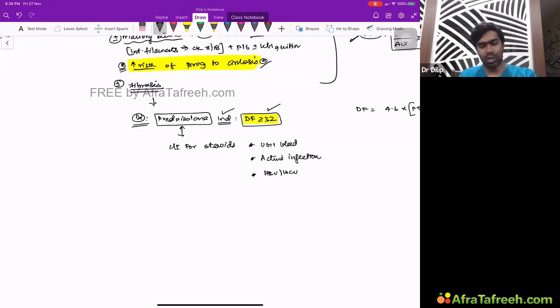Renal failure was a contraindication once upon a time, but right now it's not. But UGI bleed, active infection, especially bacterial and fungal infection, and hepatitis B and hepatitis C virus infection are actually contraindications for giving steroids.